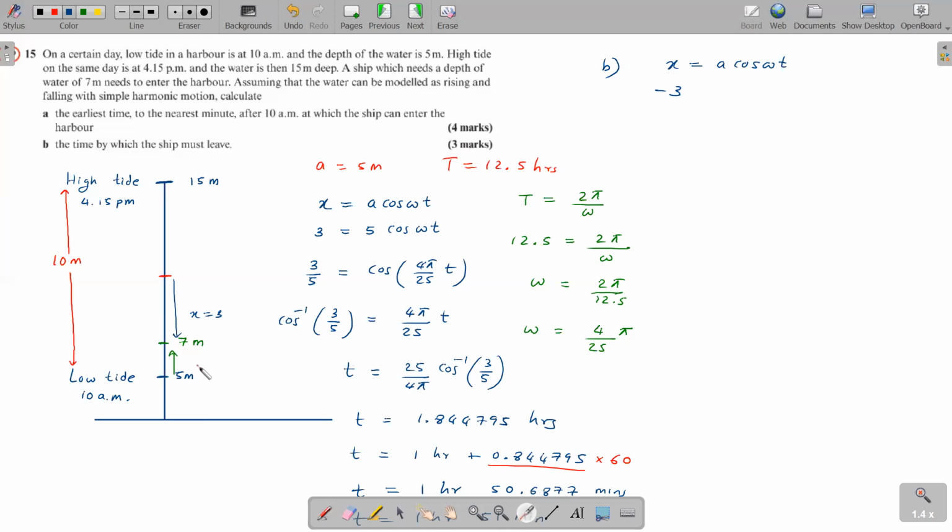Isn't it? You can't use 2. X is measured from the center. 2 meter is this distance. This is the 2 meter. You cannot use X as 2 meters because X is always measured only from the center.